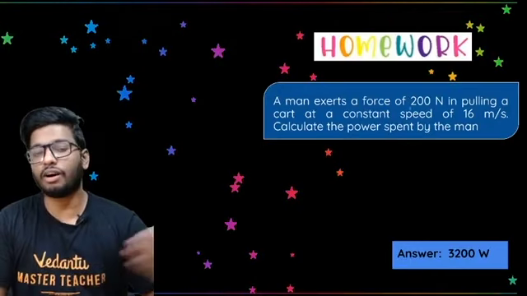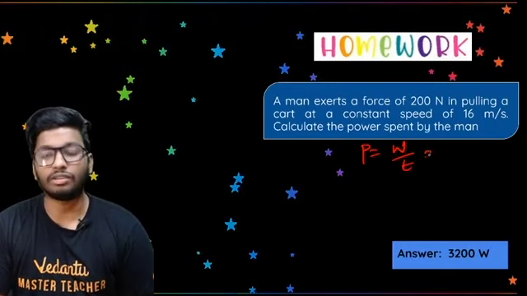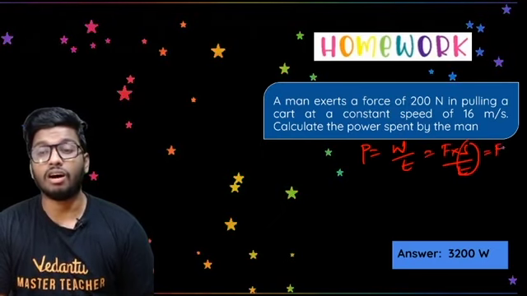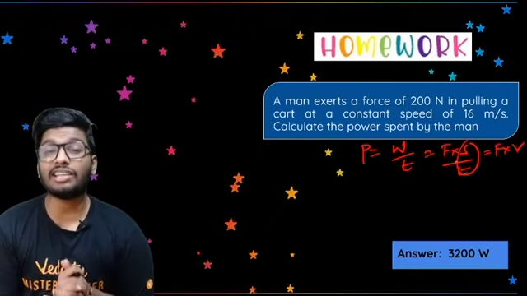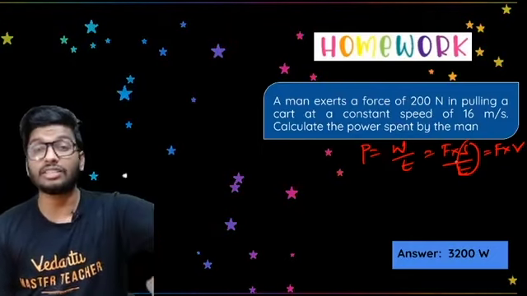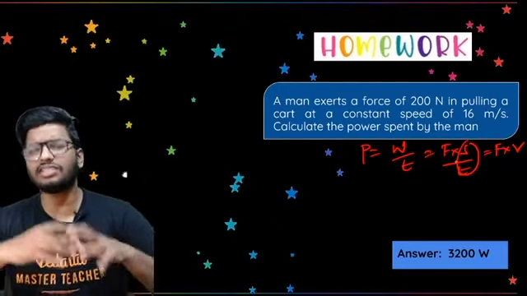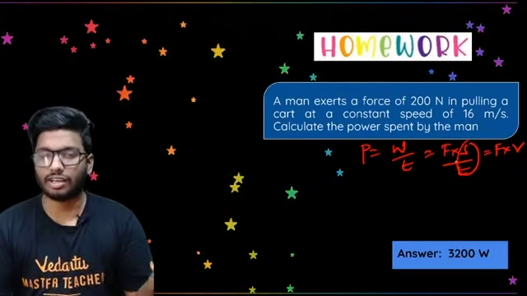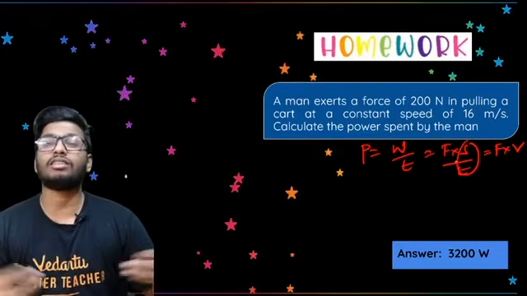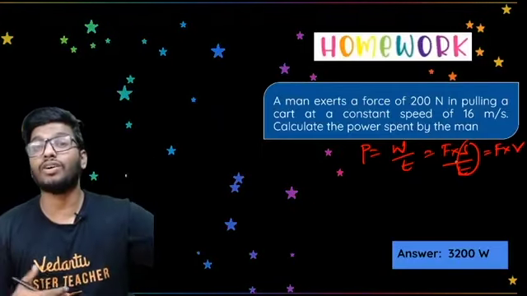So you know the formula. We saw that power is nothing but work done by time. I told you that work done is force into displacement, and displacement by time can be written as velocity. So indirectly, power is nothing but force into velocity. Here they're giving you the speed. Because the object is going at constant speed, let's assume that the direction is also constant. If the speed is constant and the direction is also constant, then the body is moving at uniform velocity, constant velocity.